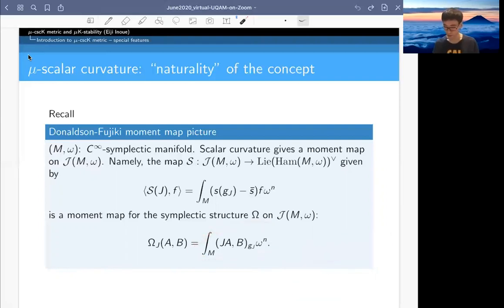And we consider a Hamiltonian group action, the action by the group of Hamiltonian diffeomorphisms. Then we can characterize scalar curvature as the unique moment map with respect to this action. So we can characterize scalar curvature as giving a moment map.